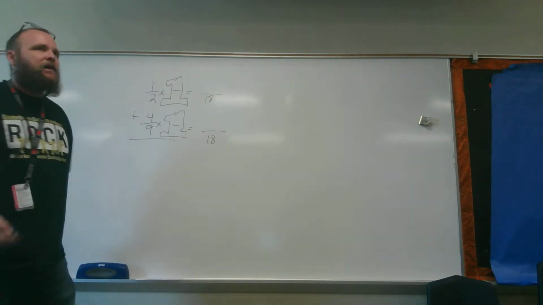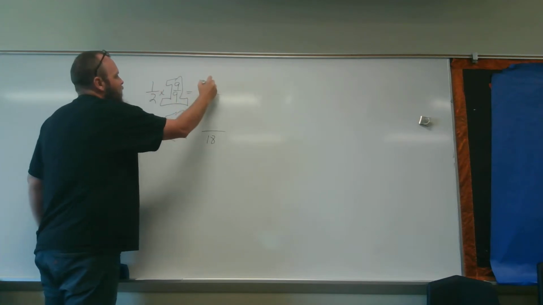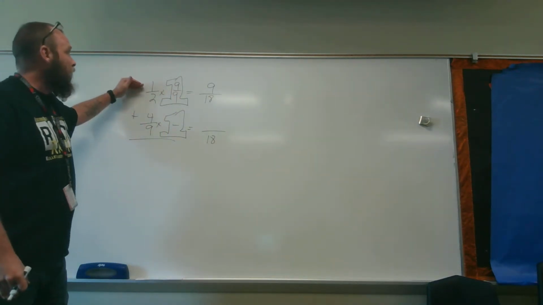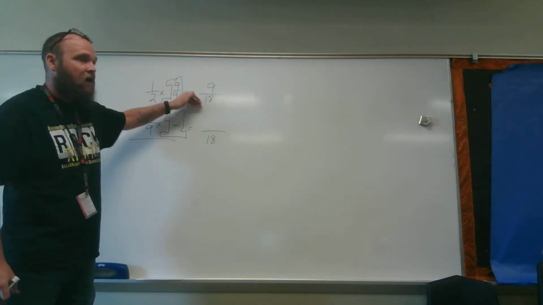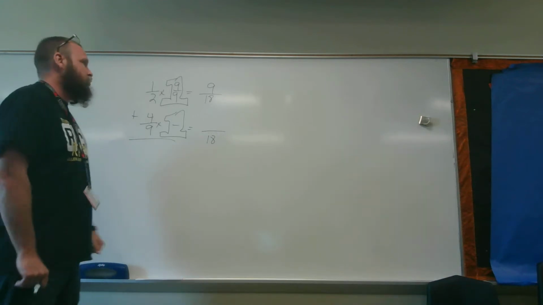2 times what is 18? Excellent, thank you for your help. 9. 1 times 9 is 9. That means 1/2 and 9/18 are equivalent. I can tell that because 1 is half of 2, 9 is half of 18. Anytime the numerator is half of the denominator, that fraction equals 1/2.